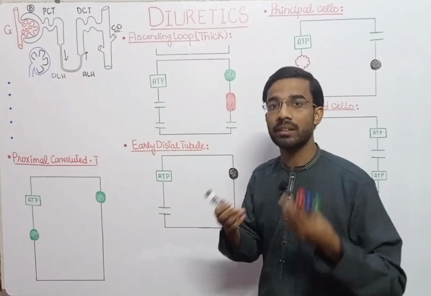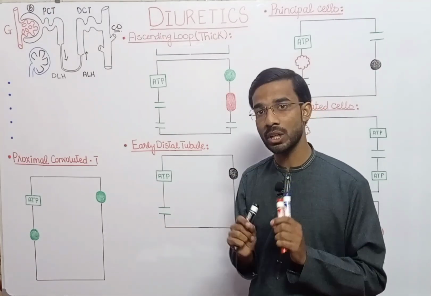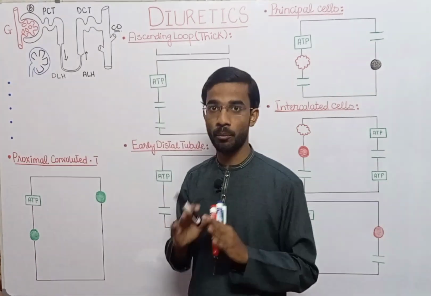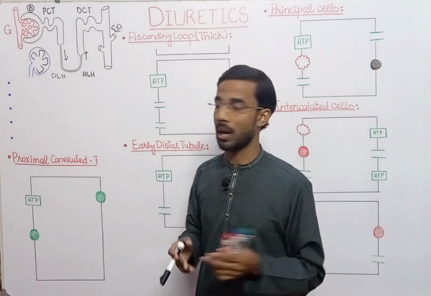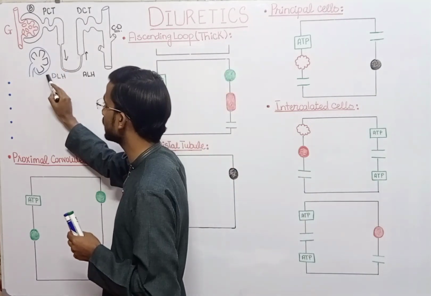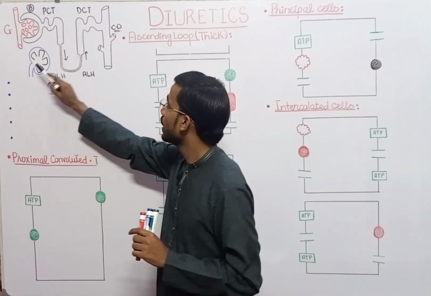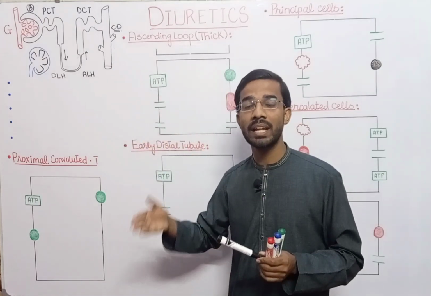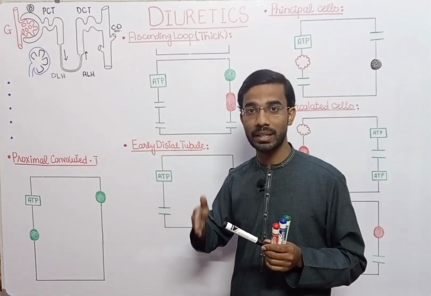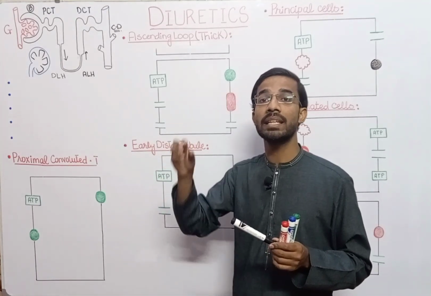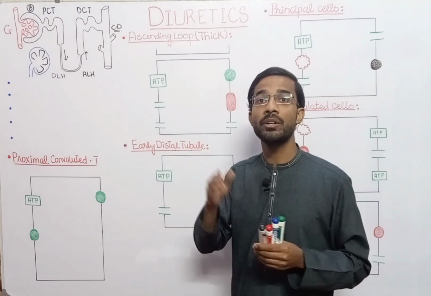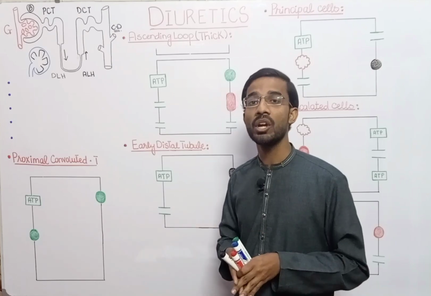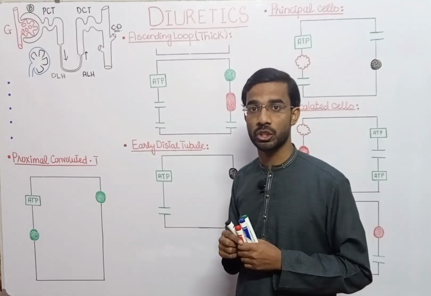We further categorize the collecting duct according to its position in the kidney. The kidney has two major portions, the cortex region and the medulla. The outer part is the cortex and the inner part is the medulla. If the collecting duct is present in the cortex region, then it is called the cortical collecting duct, and if it is present in the medulla, then it is called the medullary collecting duct. So we divide the collecting duct into two categories on the basis of position.